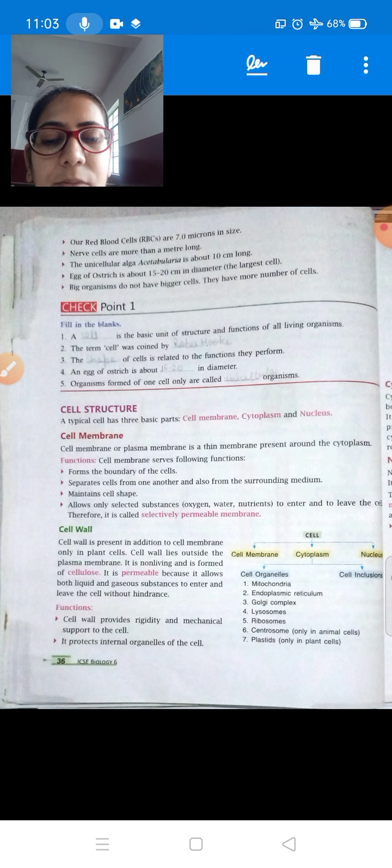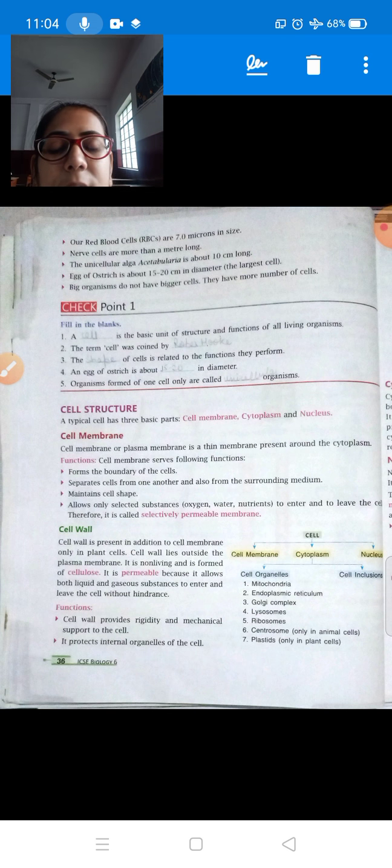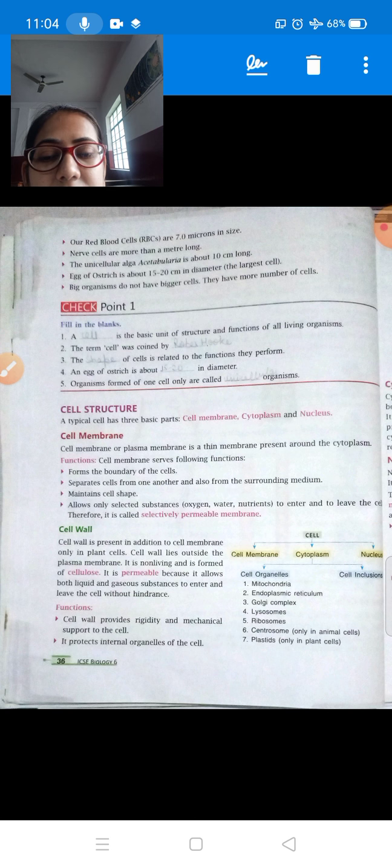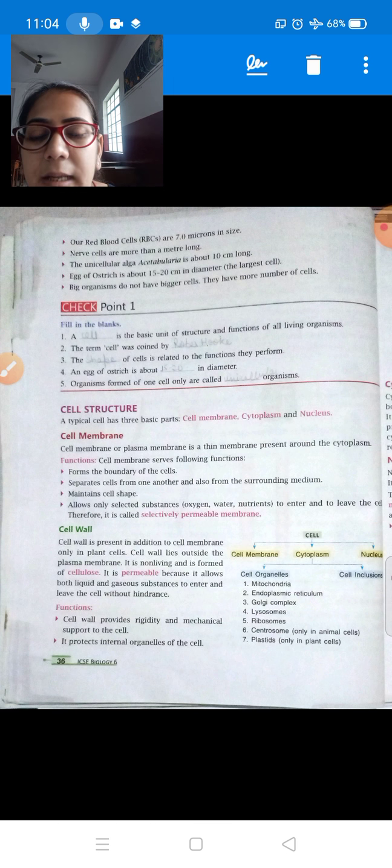Now the next is the cell wall. Students, what is the cell wall and what are the functions of the cell wall? Students, the cell wall is only found in plant cells. The cell wall is only present in plant cells. In animal cells, the cell wall is absent. It is present in plant cells, outside the cell membrane.